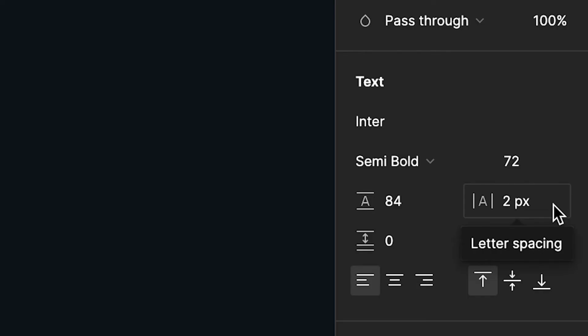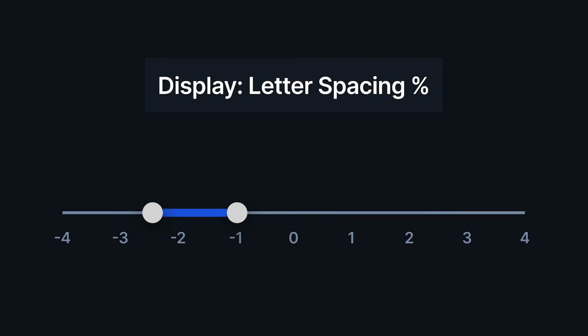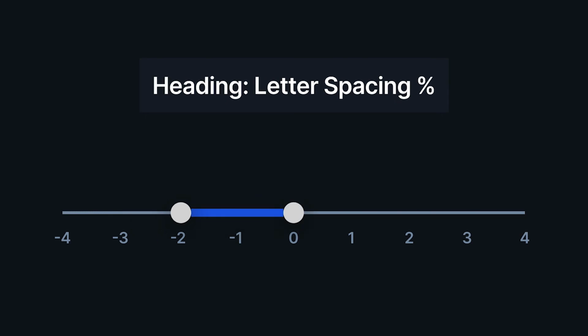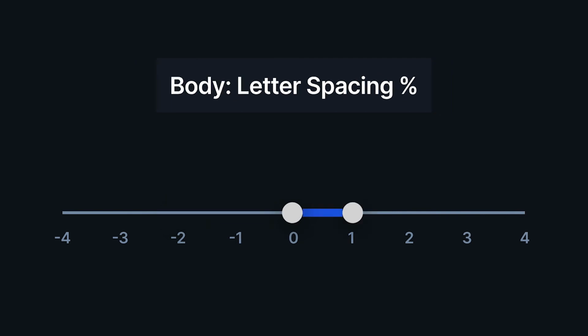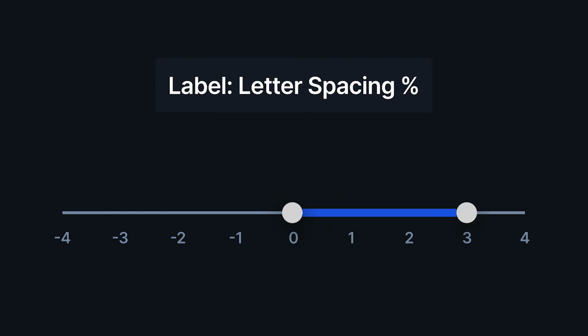What were the most common letter spacing values? Since we are creating text styles in Figma, we can set the letter spacing in pixels or percentages. For this video, I'll only provide the ranges in percentages so that you can apply them relative to your font sizes. For display level, the average range was between -2.5% and -1%. For heading level, the average range was between -2% and 0%. For body level, the average range was between 0% and 1%. For label, the average range was between 0 and 3%.